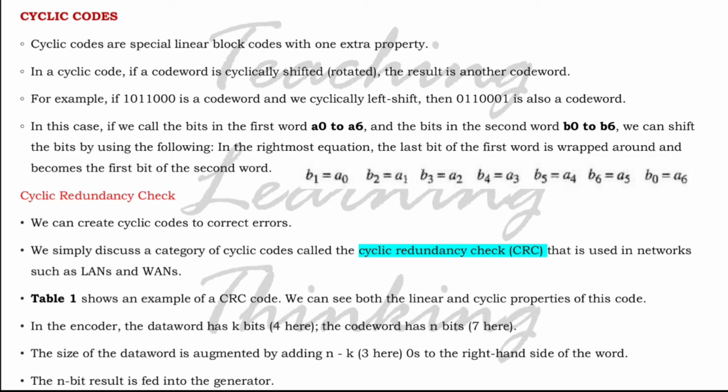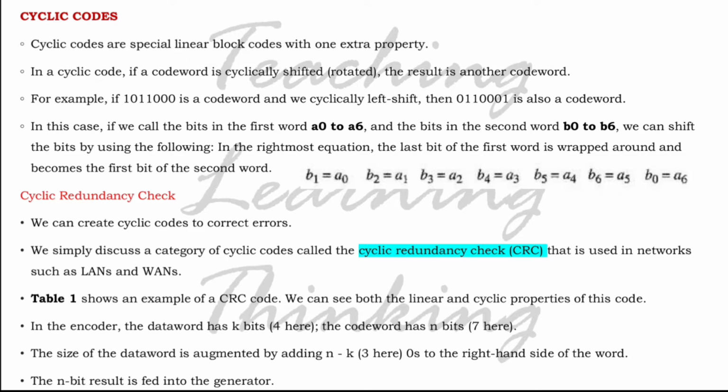Cyclic codes are special linear block codes with an extra property. In a cyclic code, if a codeword is cyclically shifted, rotated, the result is another codeword. So what does the extra property mean? If the cyclic code is cyclically shifted or rotated, it will give a result that is another codeword.